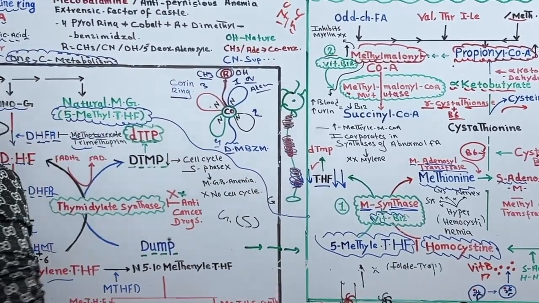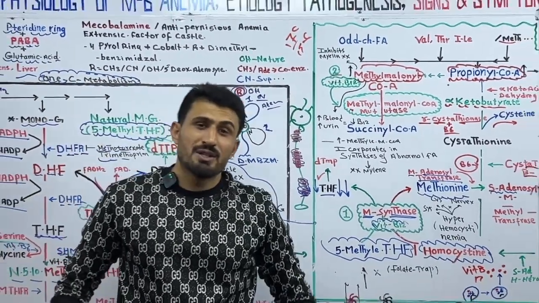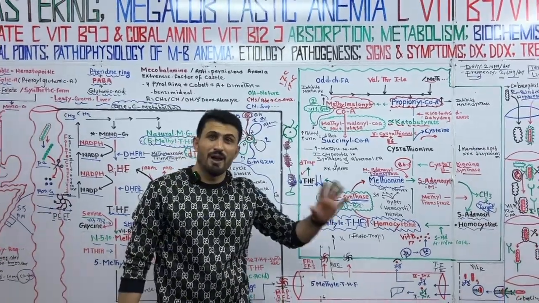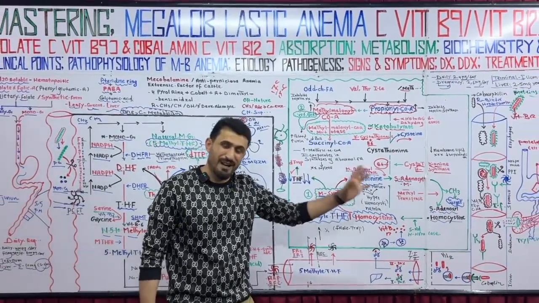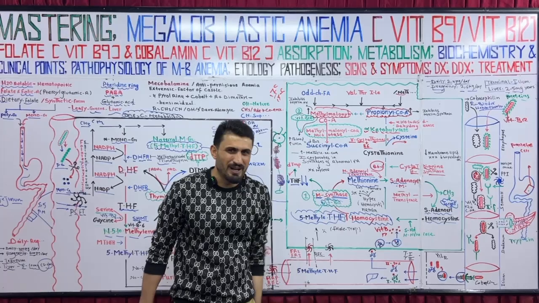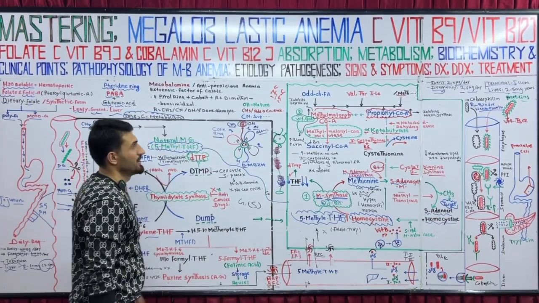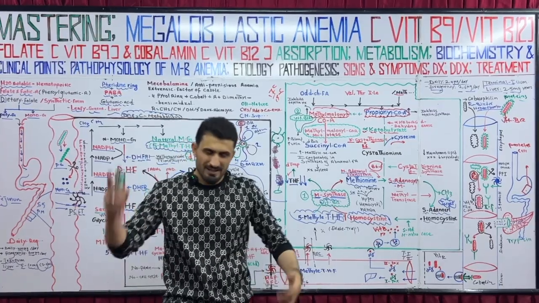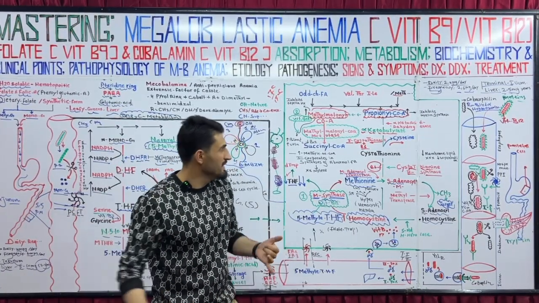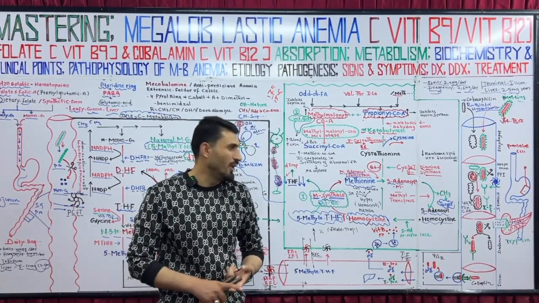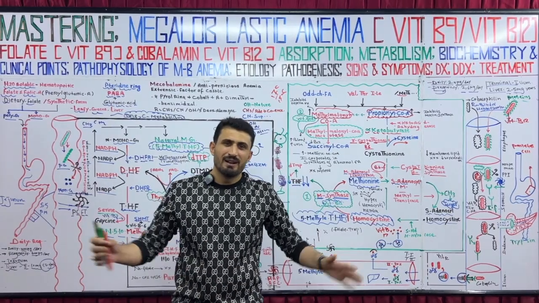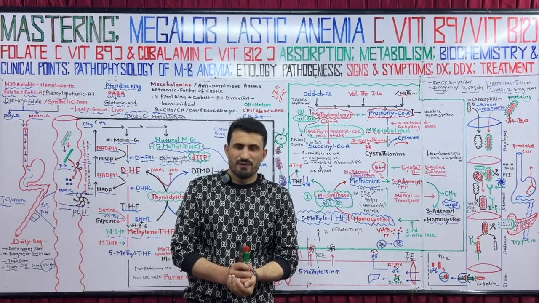Got it? So these were all about the metabolism and biochemistry of vitamin B9 and vitamin B12, and in the next part, inshallah, we will talk about the internal medicine part of megaloblastic anemia: the signs and symptoms, the treatment, the diagnosis, and so on. So these were all about vitamin B9 and B12 metabolism.